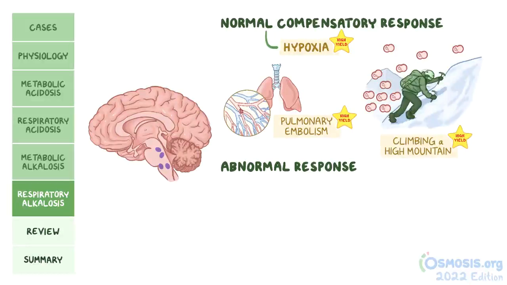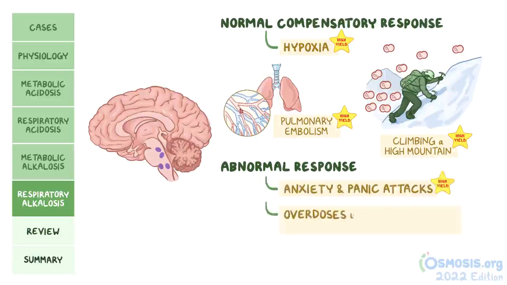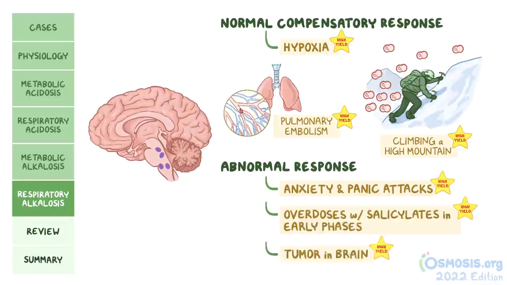But increased ventilation can be an abnormal response that sometimes happens in situations like anxiety and panic attacks, or in overdoses with salicylates in the early phases. Sometimes a tumor in the brain can stimulate respiratory centers, leading to hyperventilation.